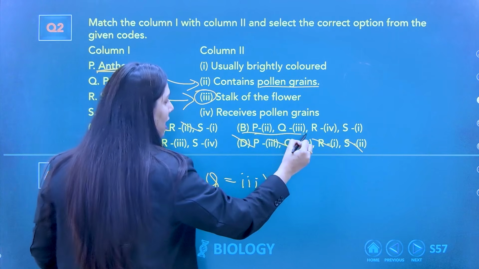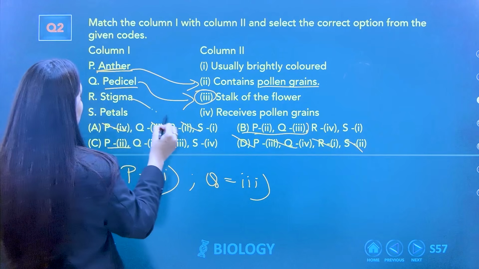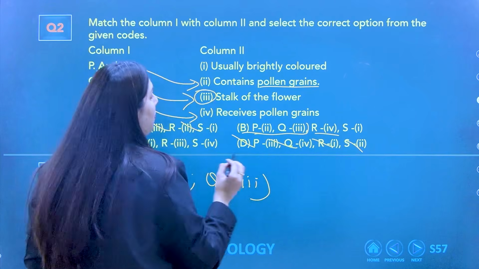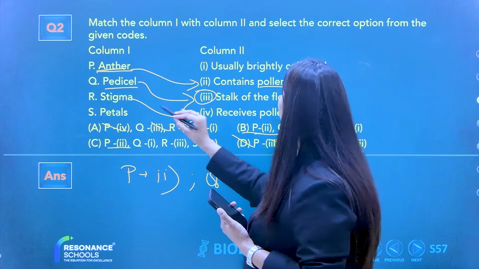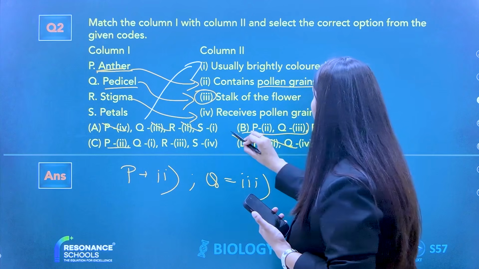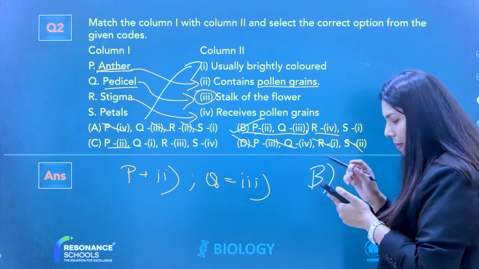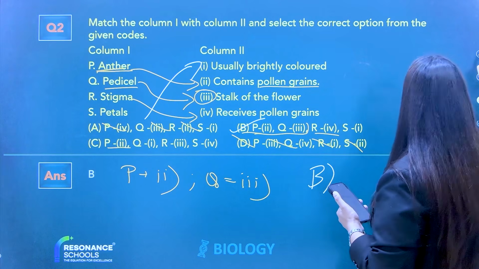So this is going right so far. Now the next is stigma. Stigma is something which receives the pollen grain. And then petals. Petals are usually bright in color. So the answer is B. Very good, everyone. Okay, moving further.